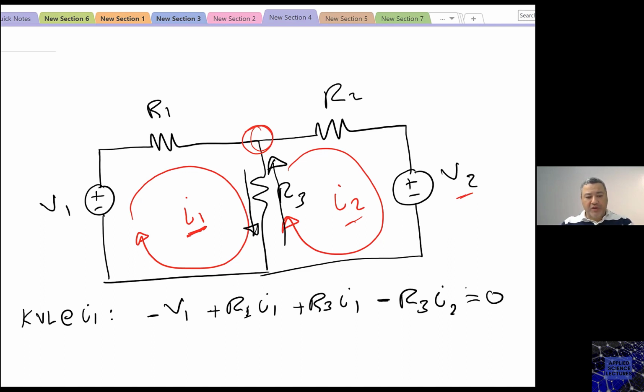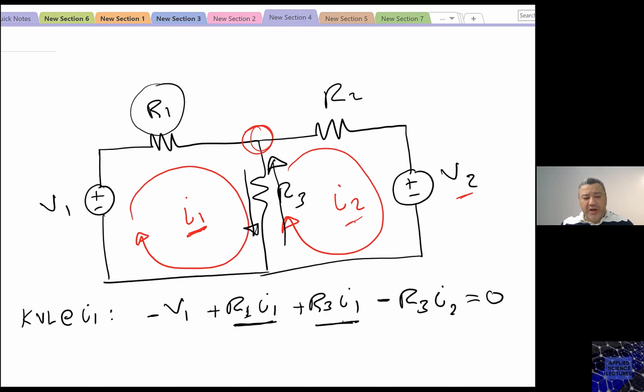Number one, we decide on the meshes that I need to assign variables. Number two, I draw those meshes with an arrow that defines the direction, and then I assign them variables that are currents, right? And then I write the KVL. For the components that I1 is going through, I write them as positive. So that's why I wrote R1 I1 plus R3 I1.